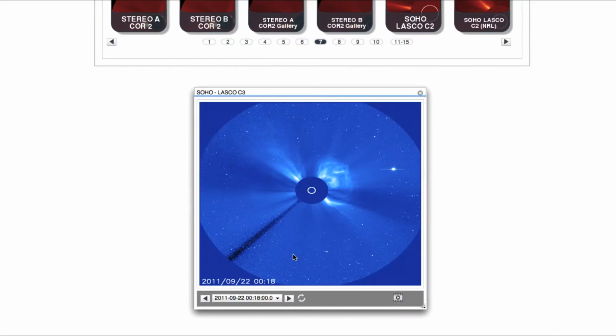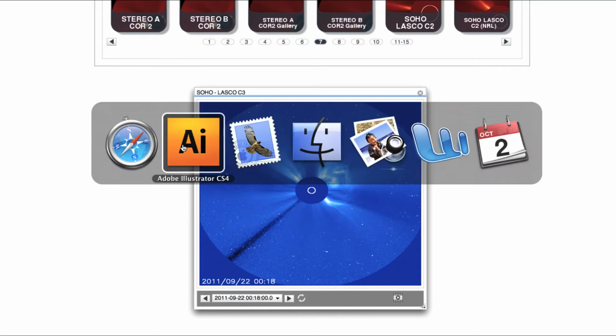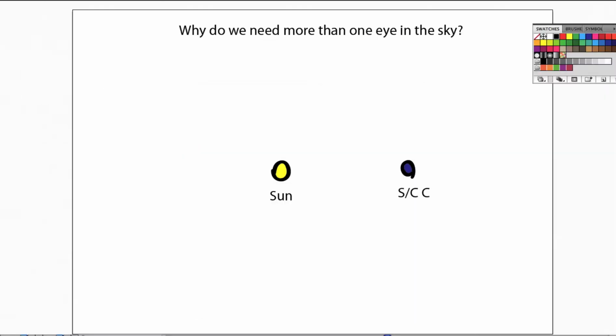So now if we're going back here to the LASCO C3 imagery, we're seeing a CME going to the right in the LASCO C3 imagery. So let's set that also here on this canvas. So we have a moving object moving to the right in the spacecraft C in the SOHO imagery, and this is then velocity. But this is now the plane of sky velocity, so let's call it VPC.